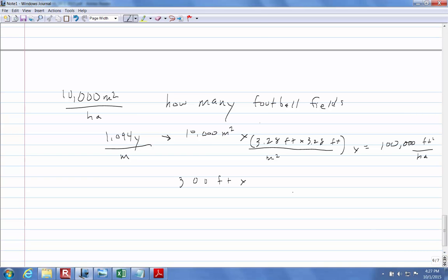So 40 yards would be 120 feet, right? So a football field is 300 by 120. What's that approximately? 3.6. How many zeros have we got? 2 times 2 is 4. So 36,000 square feet for a football field. Does that look right? Yeah.